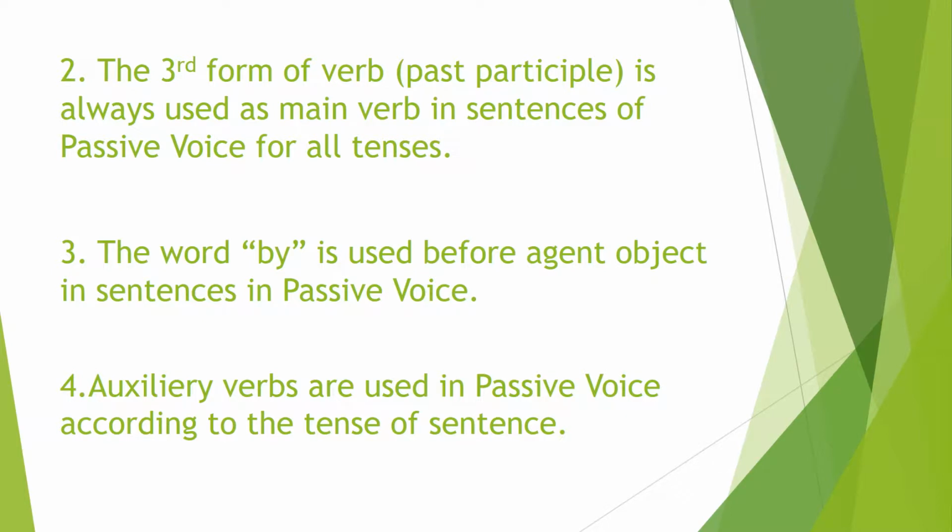The third form of the verb is always used as the main verb in sentences of passive voice for all tenses. The word by is used before the agent in sentences in passive voice. Auxiliary verbs are used in passive voice according to the tense of the sentence.